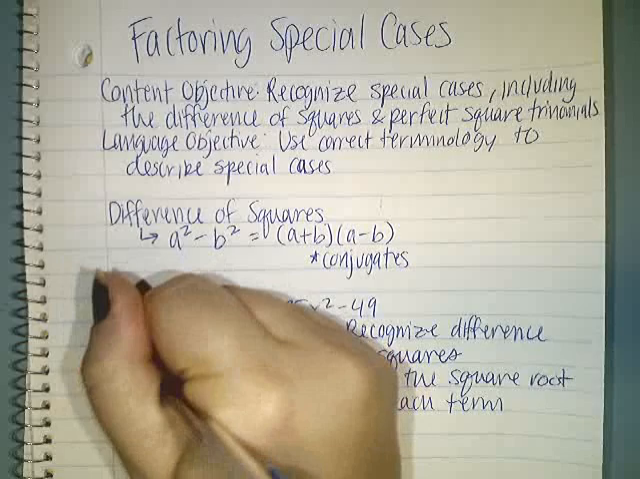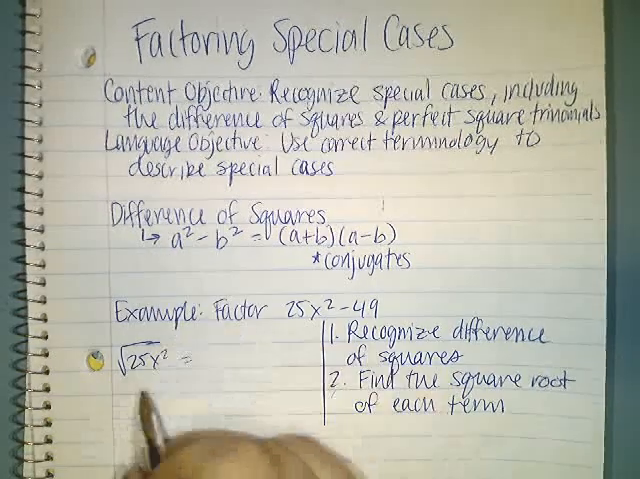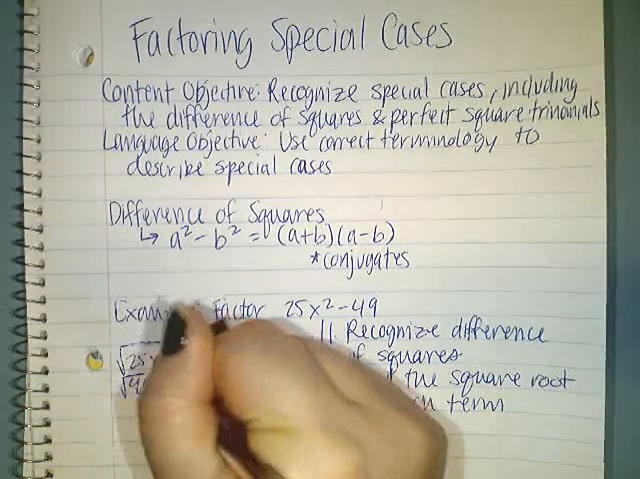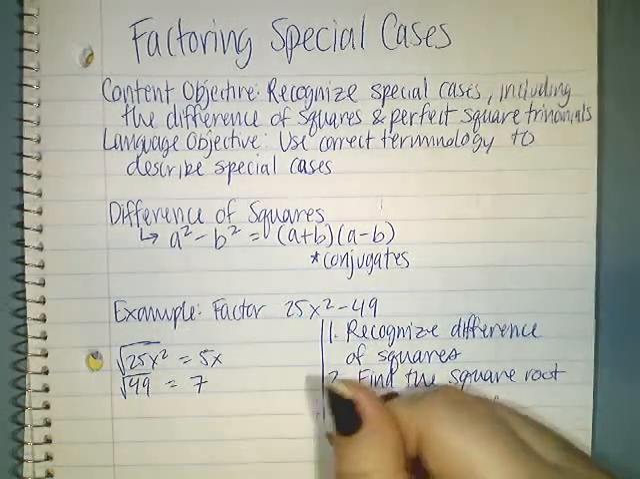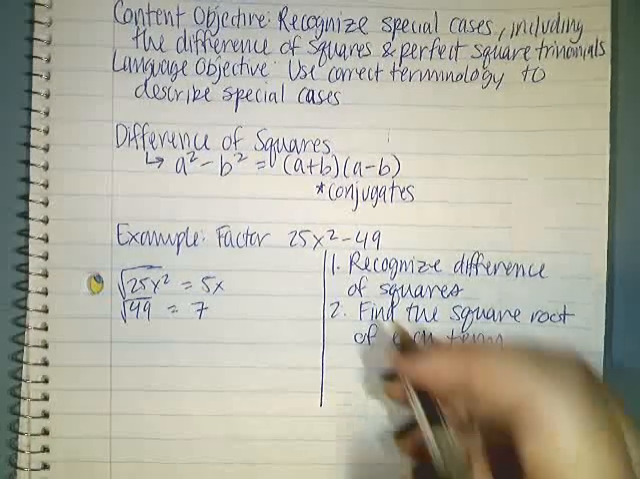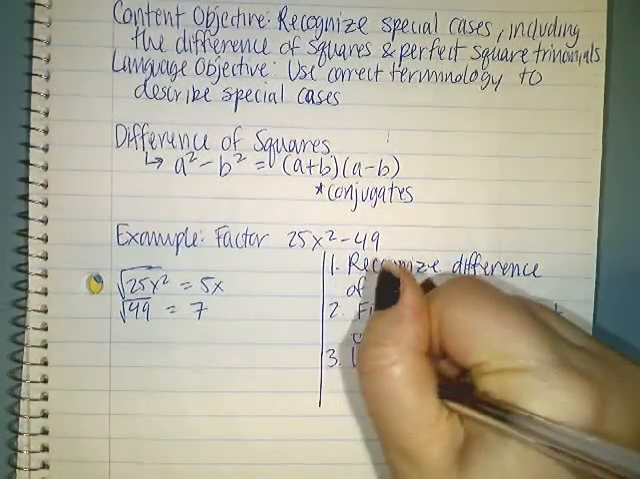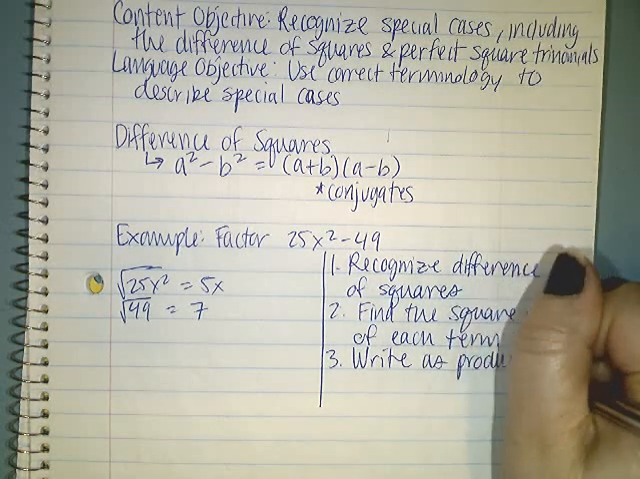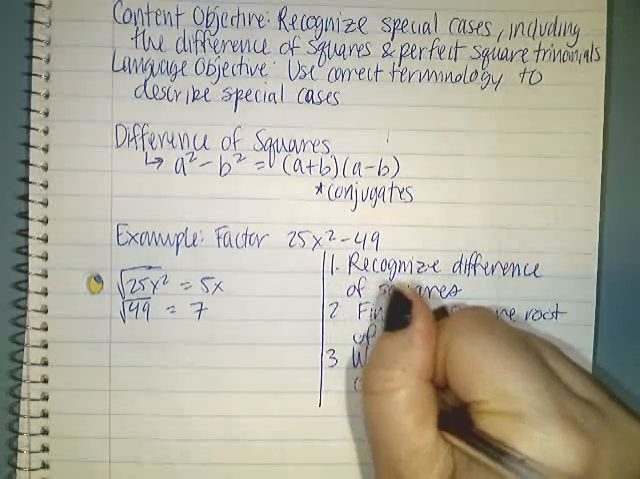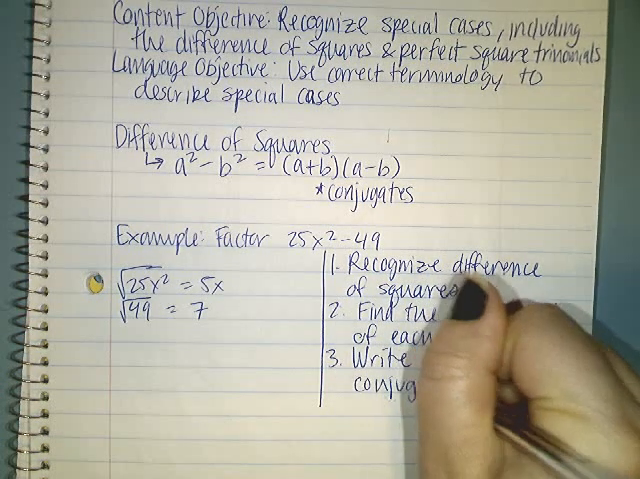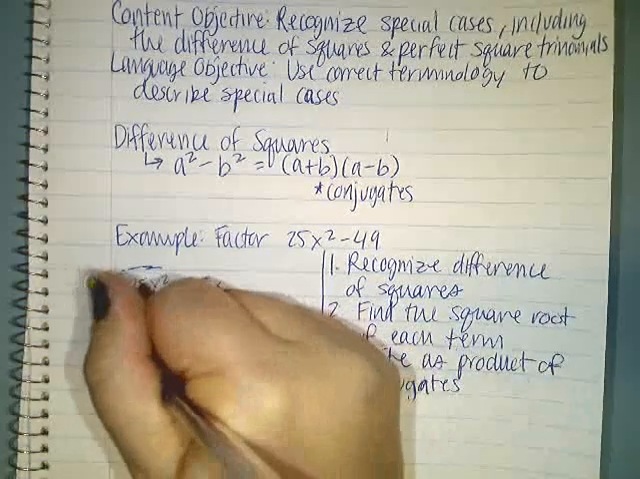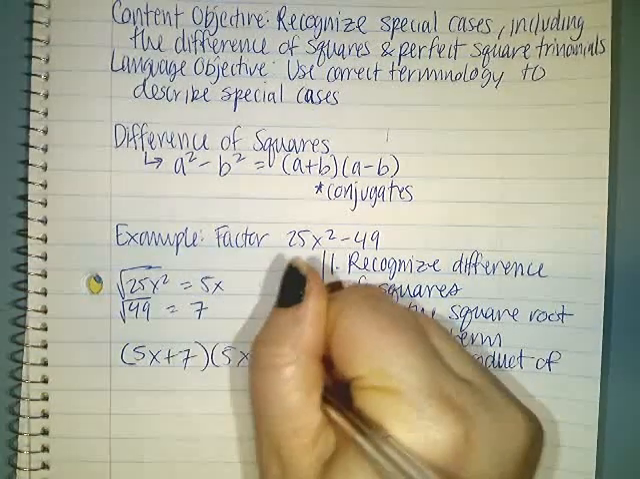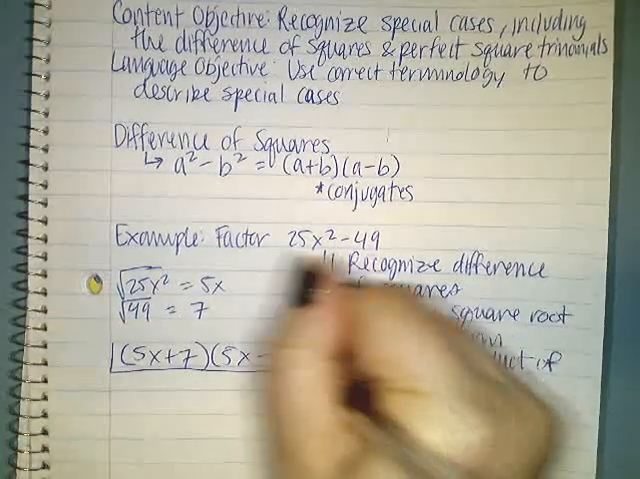So the square root of 25x squared is going to be 5x. The square root of 49 is going to be 7. Last step, I'm going to write in factored form, or write as conjugates. So I'm going to rewrite this as 5x, since that was my first term, plus 7, and then 5x minus 7. And that will be my answer.